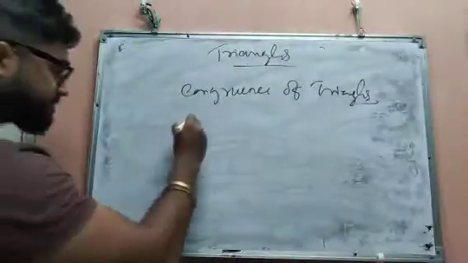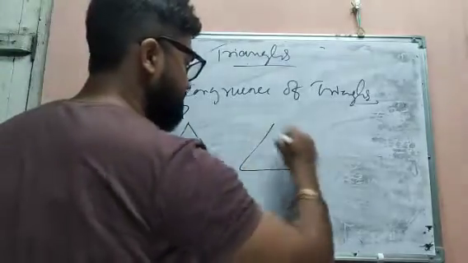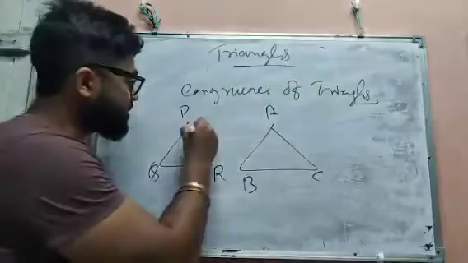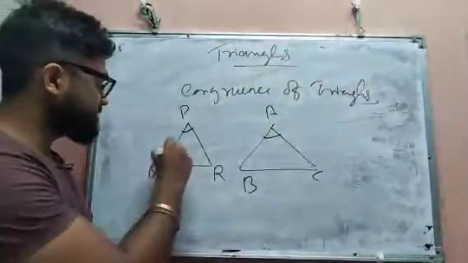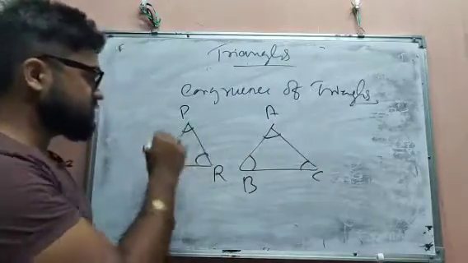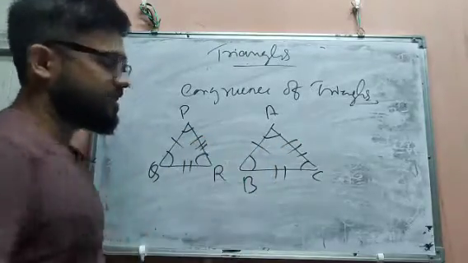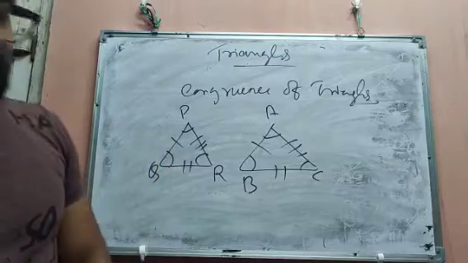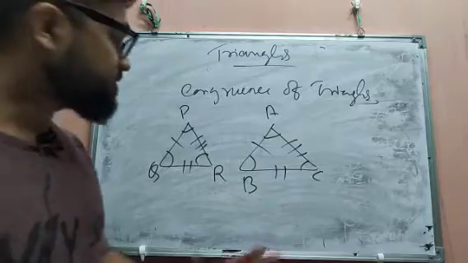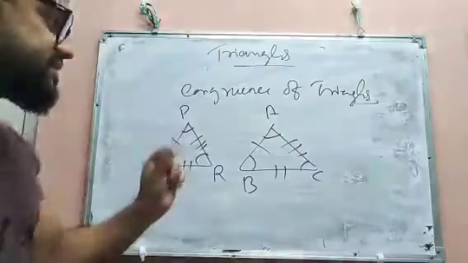Let me explain. Suppose you are given PQR, one triangle. Again you are given ABC. Okay, clearly the corresponding angle of P is A, the corresponding angle of Q is B, the corresponding angle of R is C. Also the corresponding sides are like this. So as these are the corresponding angles and sides, what will happen? These two triangles will be congruent because all the parts of these two triangles are exactly the same. Okay, that's why they are said to be congruent.